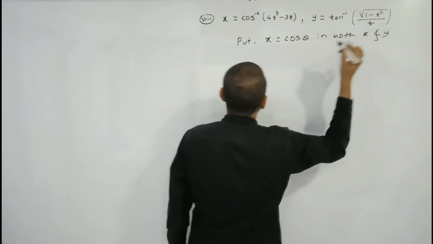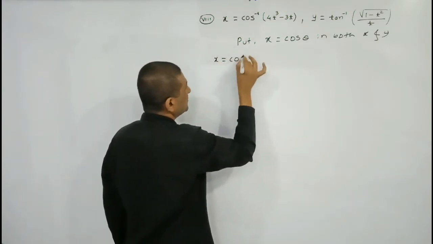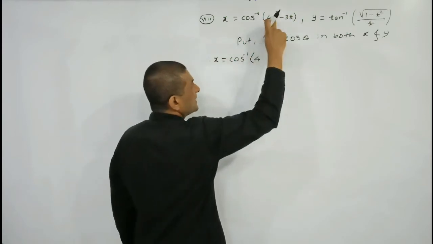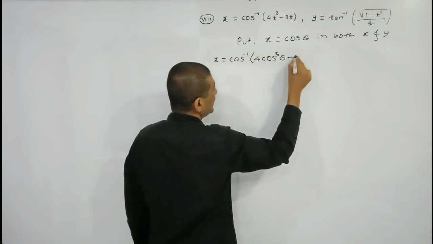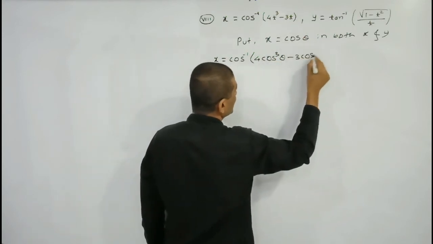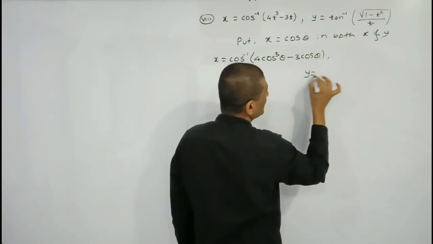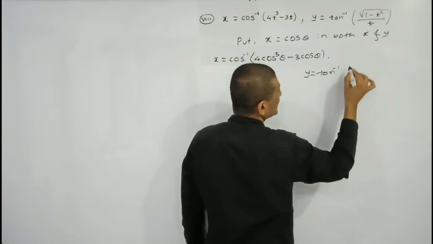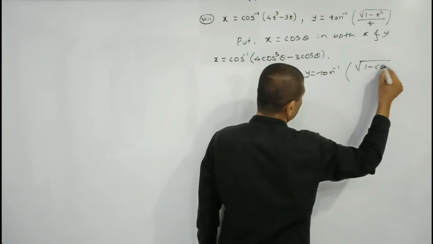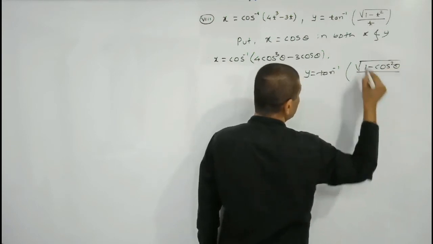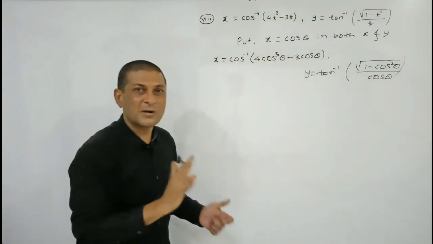x and y. So therefore x will become, observe, x is equal to cos inverse of 4. I am replacing t by cos theta, so t cube means what? Cos cube theta minus 3. Again I am replacing t by what? Cos theta, and the value of y will become, what is the value of y? y is equal to tan inverse of under root 1 minus, replace t by what? Cos theta. So here we will get 1 minus cos square theta divided by, in the denominator t will get replaced by cos theta. Just simply in x and y we have replaced t by what? Cos theta.